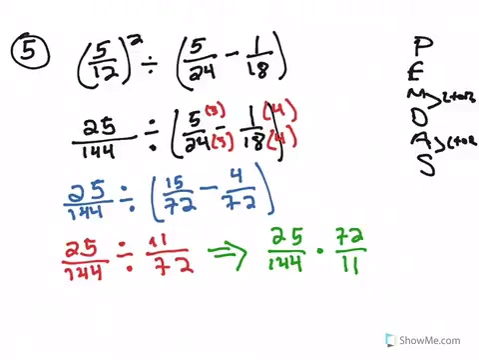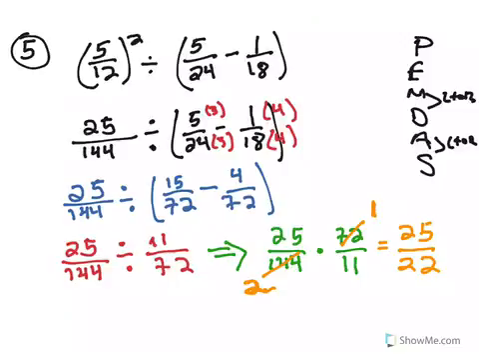Now, they have a lot of factors in common, but the largest number that you can simplify both by is 72. So if I divide 72 by 72, that gives me 1. And 144 divided by 72, that gives me 2. So then I just say 25 times this 1 over here, and that's 25. And then this 2 times 11 gives me 22.